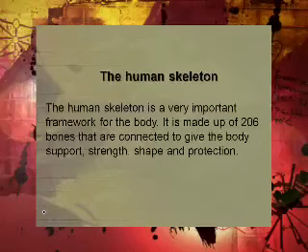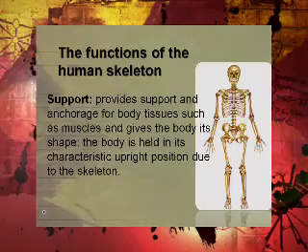Well, the human skeleton, one that you possess, is a perfect example of an endoskeleton. It is a framework that exists inside the body. It is a very important framework that performs a number of different functions, and what we're going to look at right now are all those different functions of the human skeleton. We need to remember that it's made up of 206 bones that are connected together to give the body support, strength, shape, and protection.